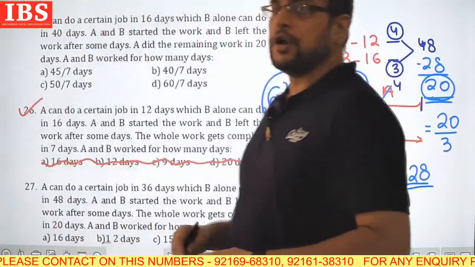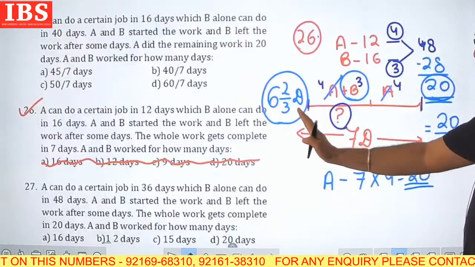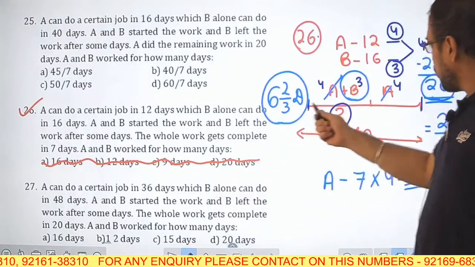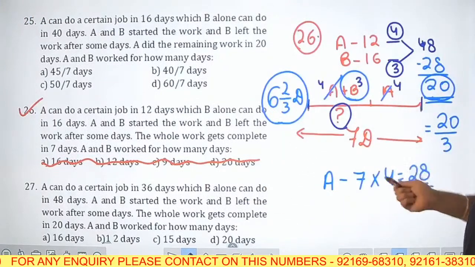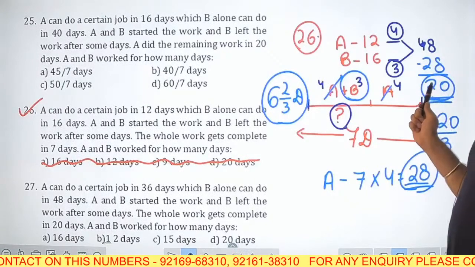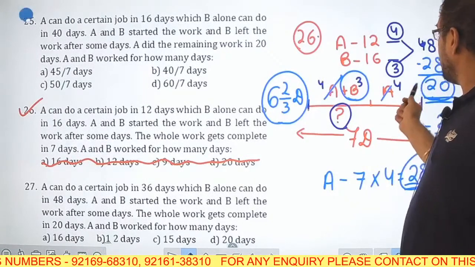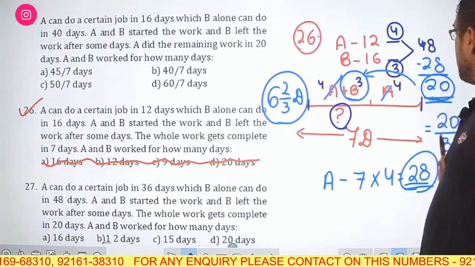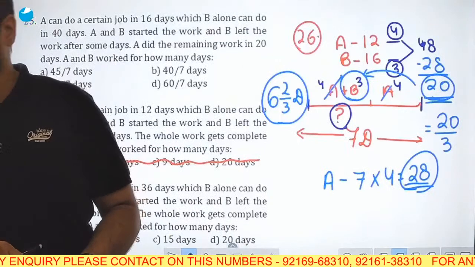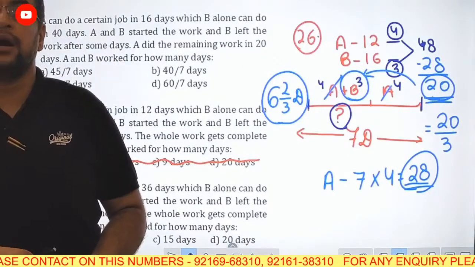So in this kind of question, what we do is we take the complete work of the person who is working for whole time. Okay. This is 28 and we subtract from 48 minus 28. This is 20. 20 will be done by B. So 20 by 3 will be 2 by 3. That means B will take 2 by 3 days to complete the work when he was there.